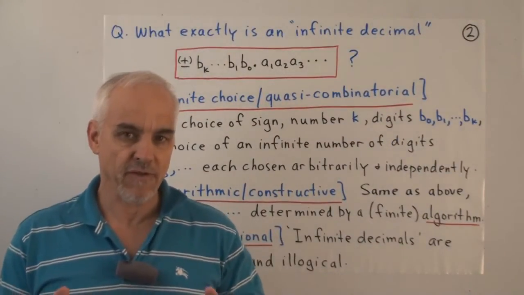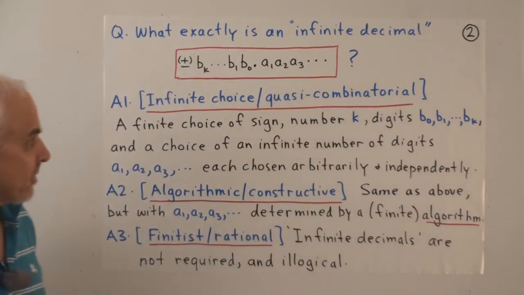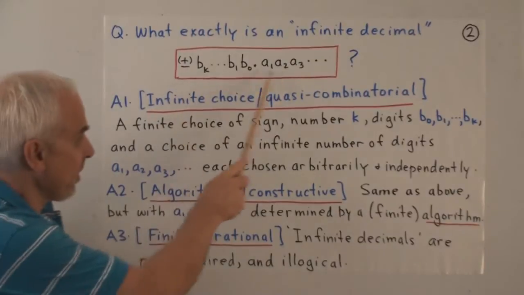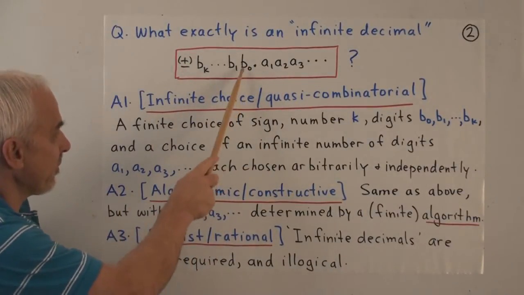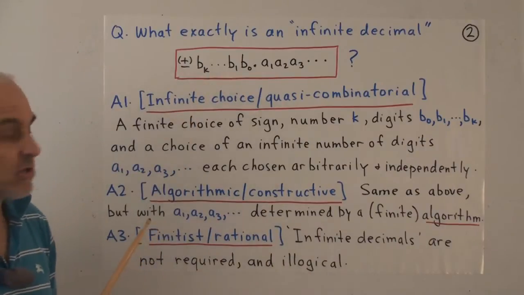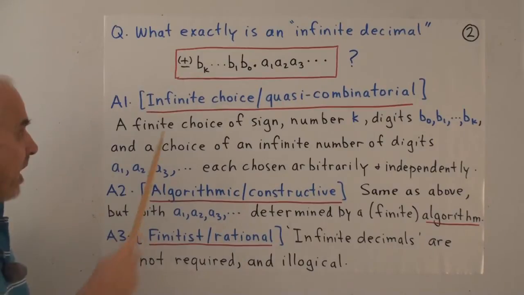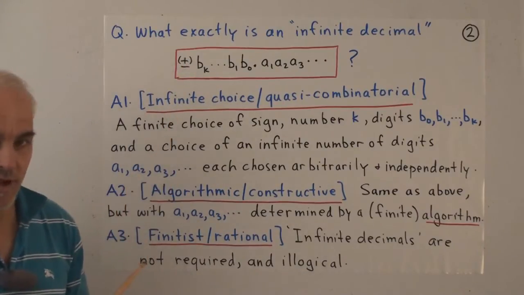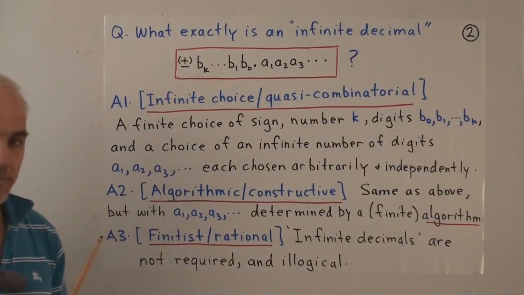We need to have a very precise definition of what this object is, and this is the kind of thing that we're after. This is what it looks like. We've got a decimal point, we've got a finite number of digits to the left, we have an infinite number of digits to the right, and perhaps there is a plus or a minus sign in front. The question is, what exactly are we talking about here?